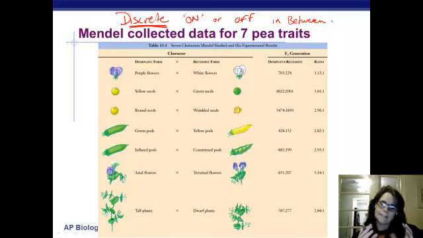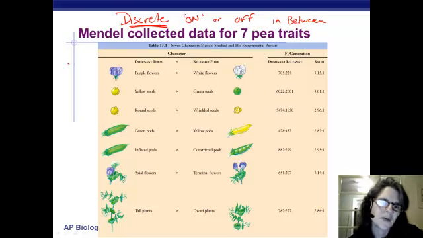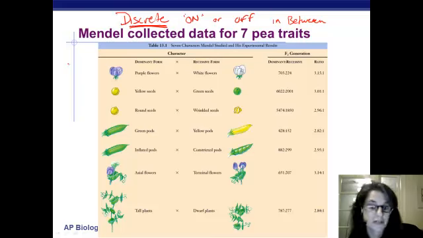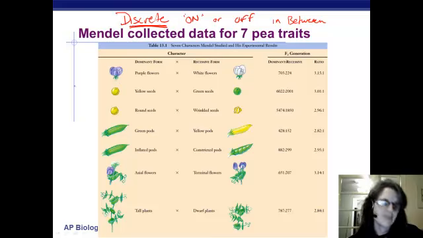So blending left many questions completely unanswered. And so it should have been a pretty big tip-off that that wasn't it, because pea plants so clearly show non-blended, discrete traits. This was an excellent choice that Mendel made. He followed about 7 traits at one time or another.